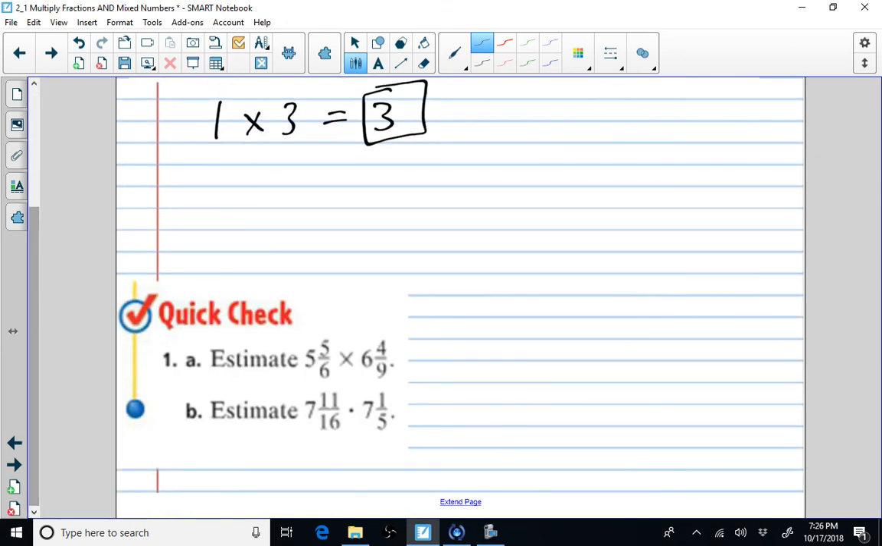All right. If I look at each of these and I want to estimate, 5 5/6 to the nearest whole number is going to be 6 times 6 4/9 to the nearest whole number is going to be 6. 6 times 6 would be 36 if I'm estimating that product. All right. And the second example, 7 11/16 to the nearest whole number, that's going to be 8. 7 1/5 to the nearest whole number is going to be 7. 8 times 7 is going to be 56.